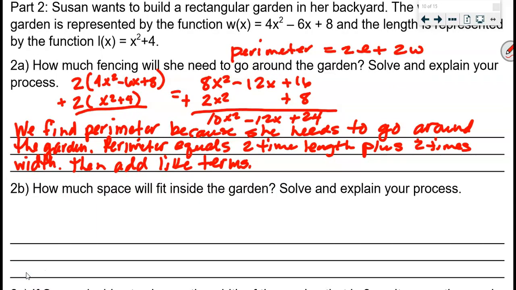Then we're going to find how much space will fit inside the garden. So that's an area problem, right? Because they're asking us space inside. So area is equal to length times width. So now we're just going to multiply our length times our width.